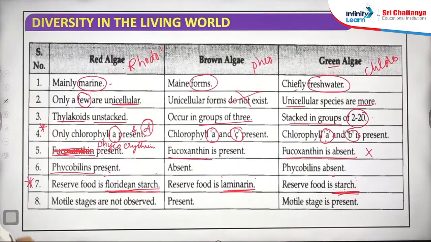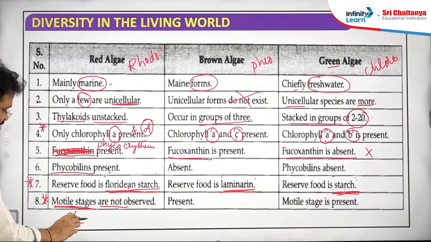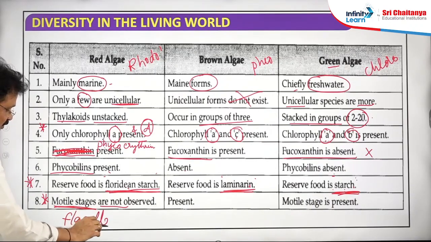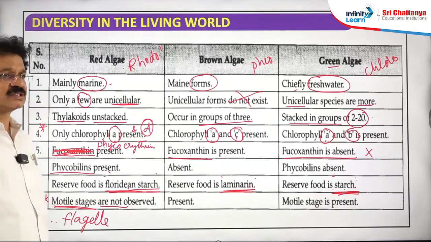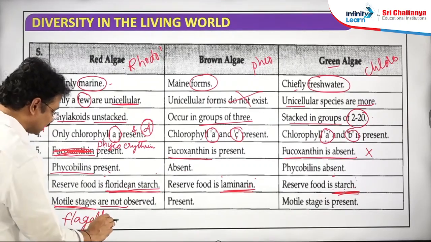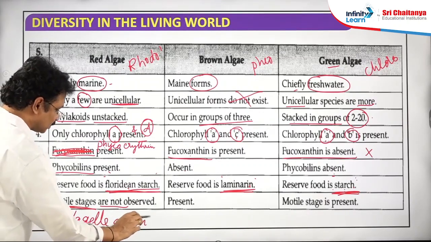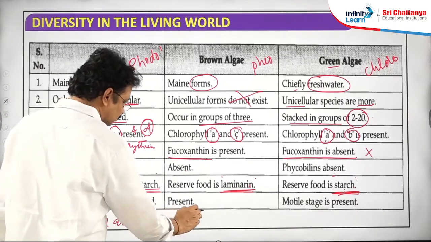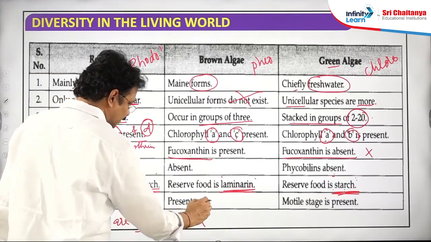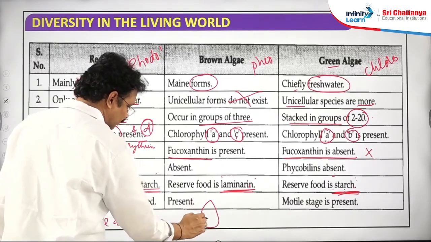Next, another important feature in the comparative account: gametes. Motile stages, meaning gametes and spores, are not observed. It means flagella absent. Put five stars here. It's a very important one, frequently asked in previous examinations. Flagella are absent in one case. In the other, flagella are present, for example, in the pear-shaped gamete or spore.